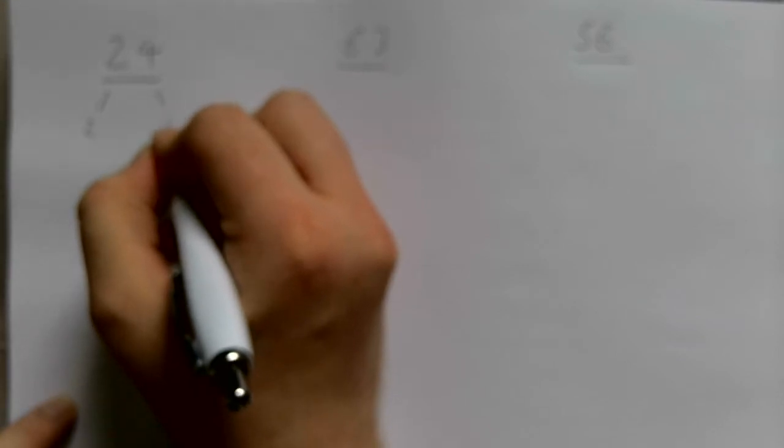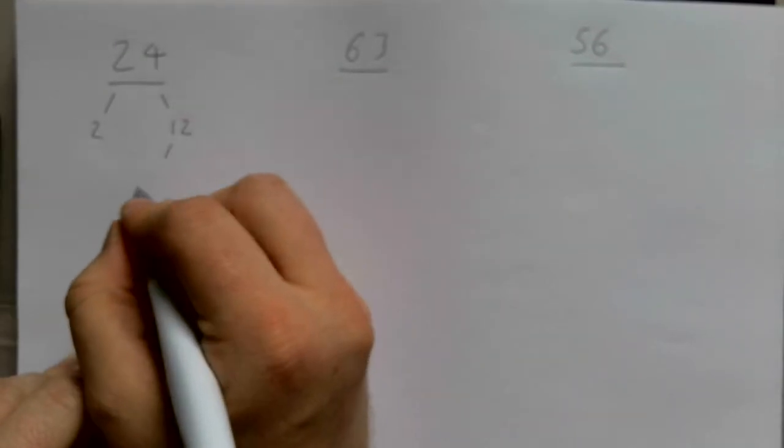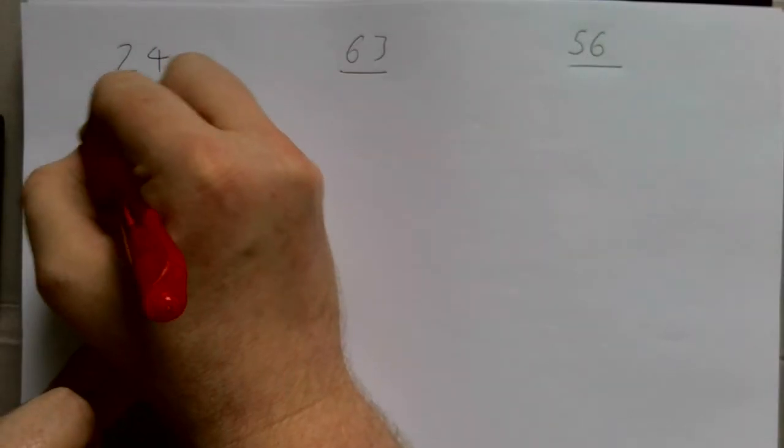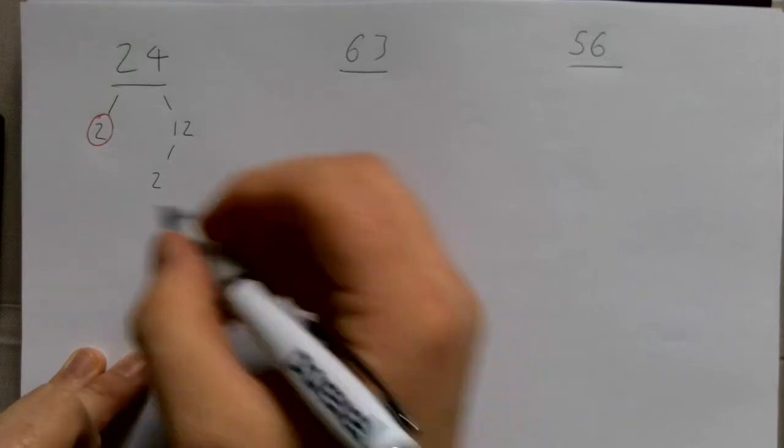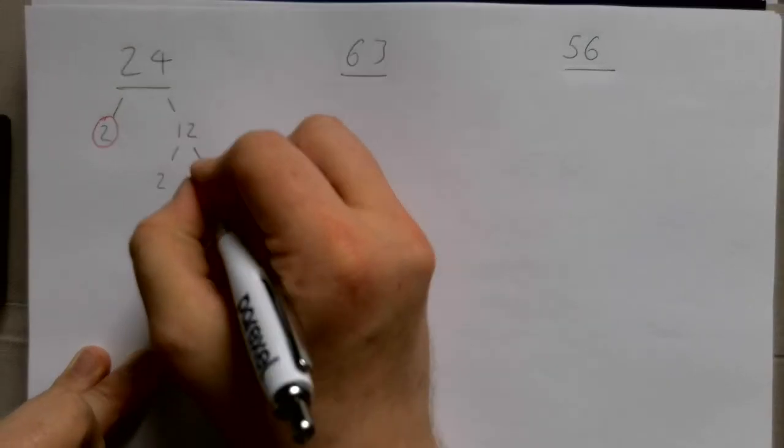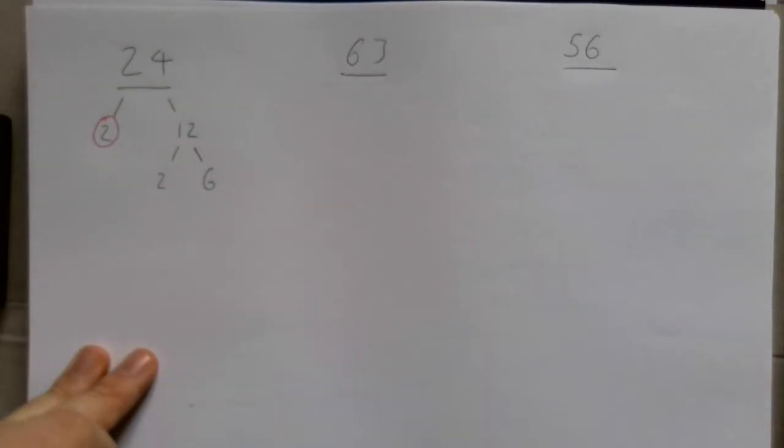Okay, so let's start with 24. I know it's even, so I know 2 goes into it, and 2 goes into 24 12 times. I know 12 is even, so 2 is going to go into that as well. Oops, forgot to circle my 2. So I know we're not carrying on with that branch. Got 2 there, and I know that 2 goes into 12 6 times.